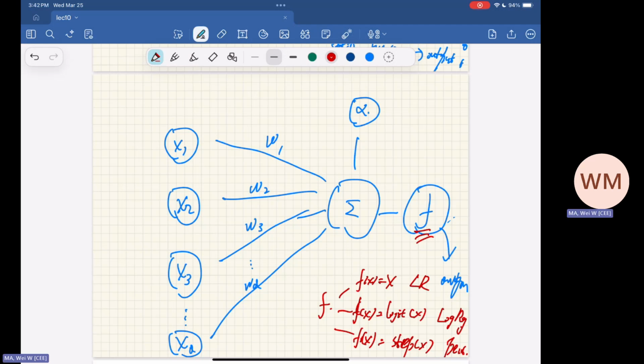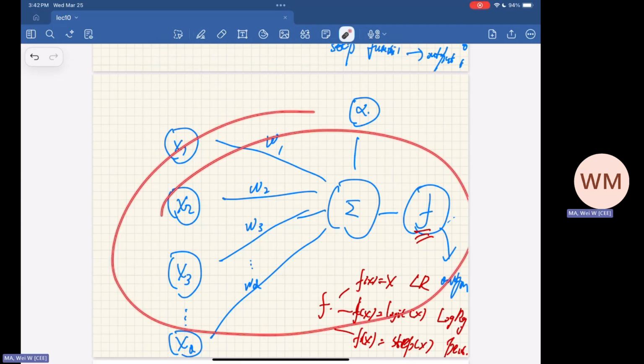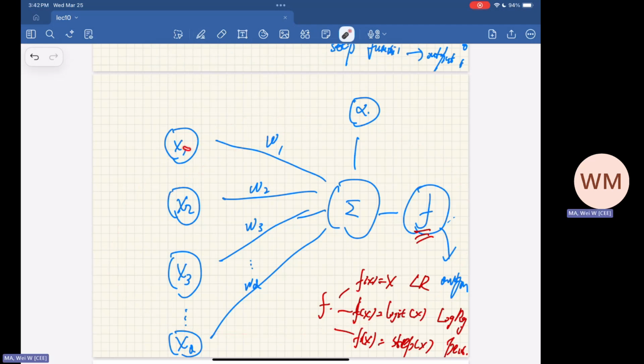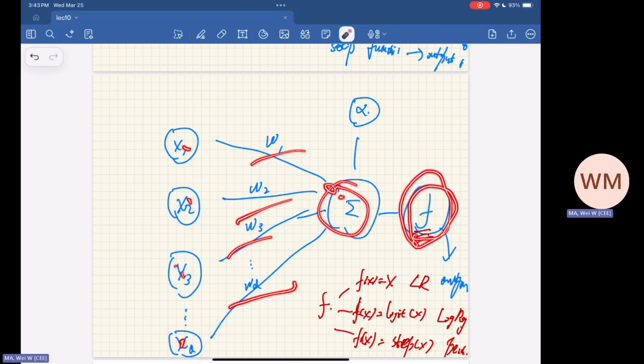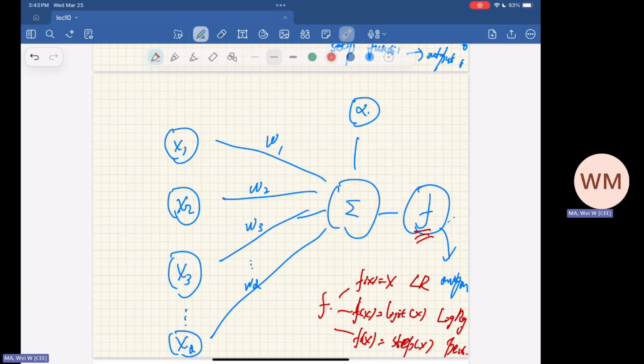In this framework, what we are doing is that given different inputs, we first apply a weight and sum them together, and then we apply a function. In the neural network, this function has a universal name. It is called an activation function.